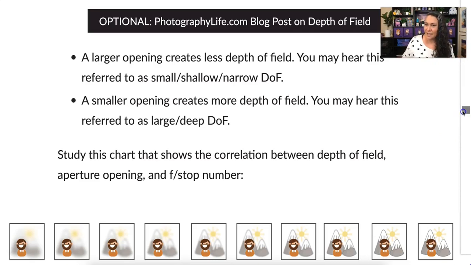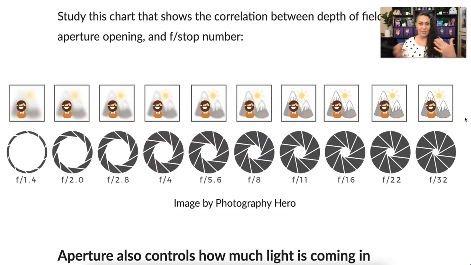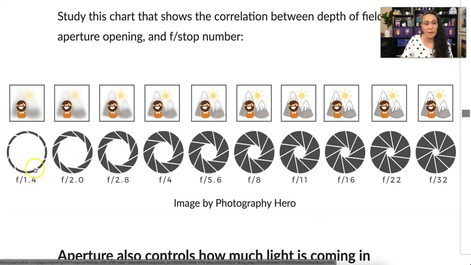Now this next chart combines the idea of depth of field and how much light is being let into the camera all together. We have the size of the aperture here, we have the f-stop number here, and then we have a representation of the depth of field here. In this case we have f1.4, which is a large opening with a shallow depth of field.